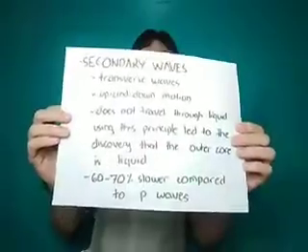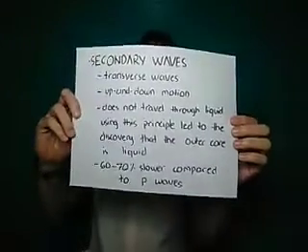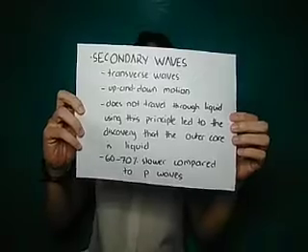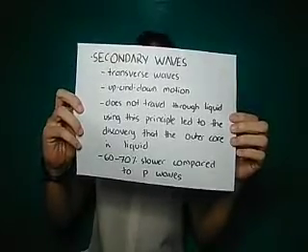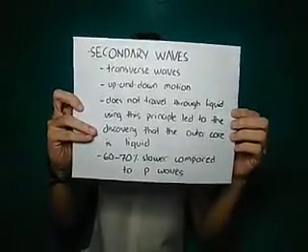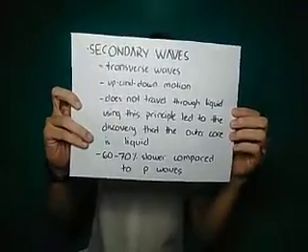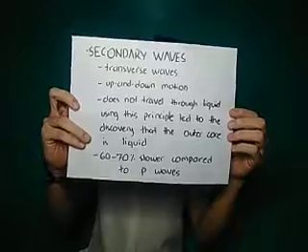Another type of body waves is the secondary waves. Secondary waves are transverse waves. They are in an up and down motion. They do not travel through liquid, and using this principle led to the discovery that the outer core is liquid. They are 60 to 70% slower compared to P waves.